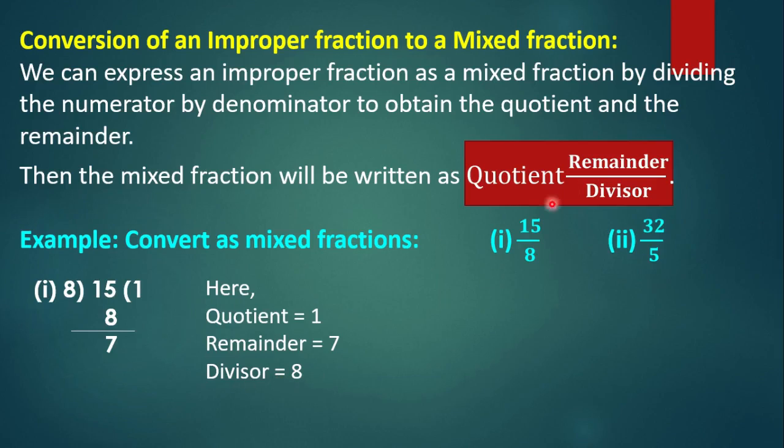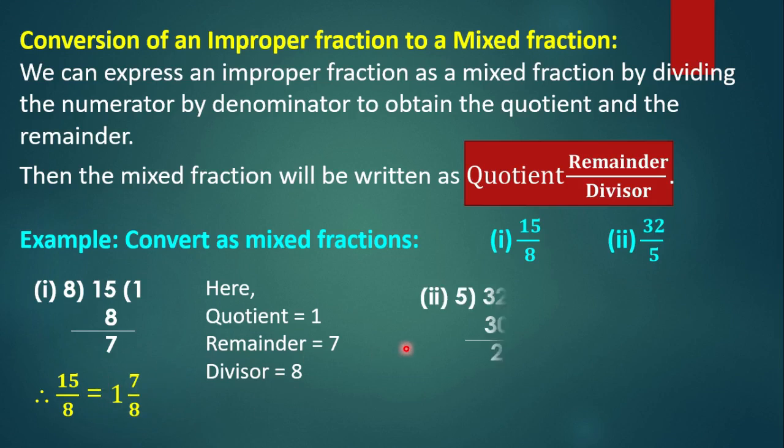Now, how to write? Use this formula. Quotient is 1, remainder is 7, and divisor is 8. So how should we write? 1 7/8. Therefore, 15/8 can be written as 1 7/8. So this way we need to write it as a mixed fraction.